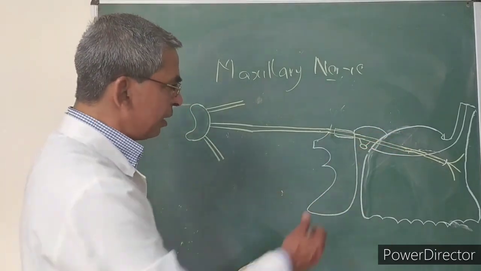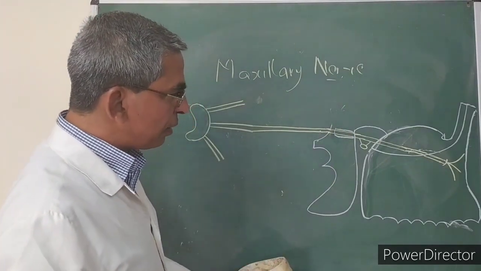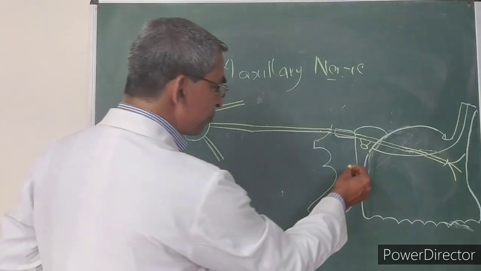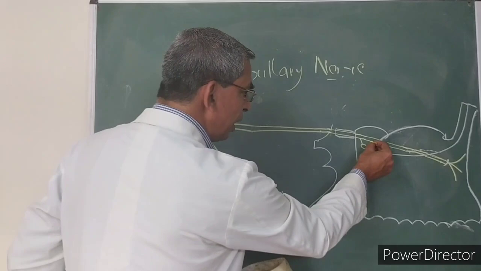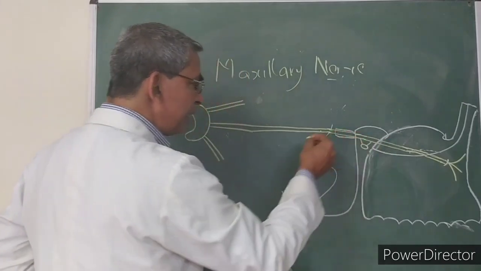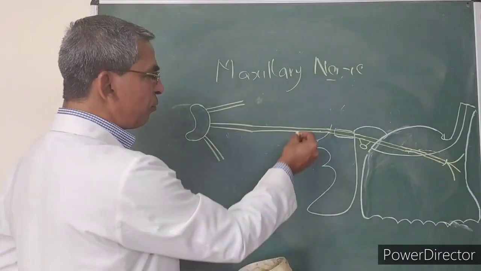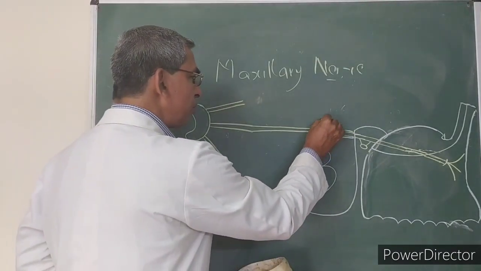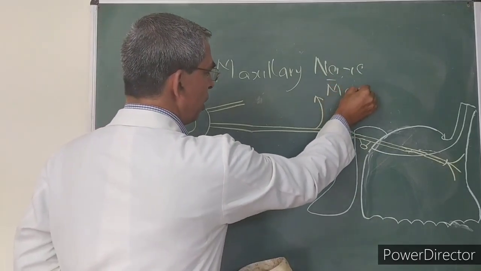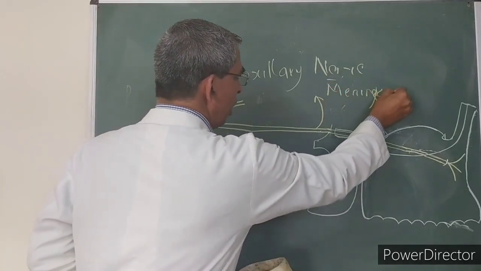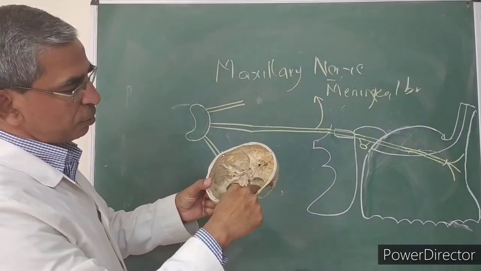the pharynx. Now what are the branches of this maxillary nerve? The maxillary nerve gives rise to branches. First, before it enters the infraorbital groove, here in the cranial cavity, in the middle cranial fossa, it gives rise to the first branch, the meningeal branch, which supplies the meninges of the middle cranial fossa, the dura mater.